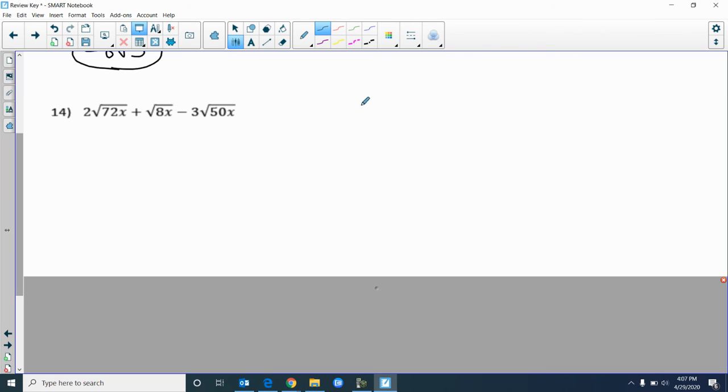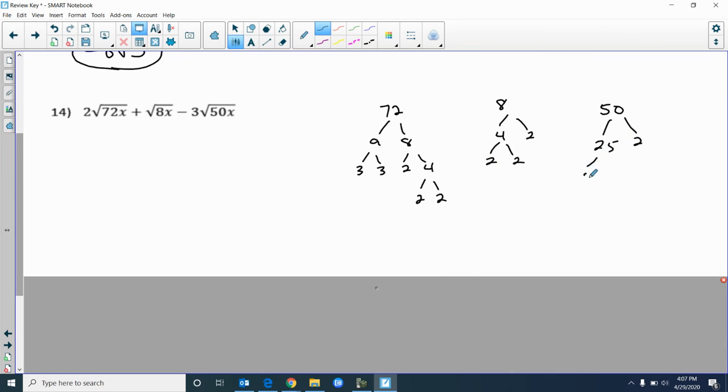Number 14. Okay, they throw an X under there. Don't let that confuse you. You still need to do the factor tree on the constants on the inside. 72, 8, and 50. Oh, excuse me. 72 is 9 times 8. 3 times 3. 2 times 4. 2 times 2. 8. 4 times 2. 2 times 2. 50. 25 times 2. 25 is 5 times 5.